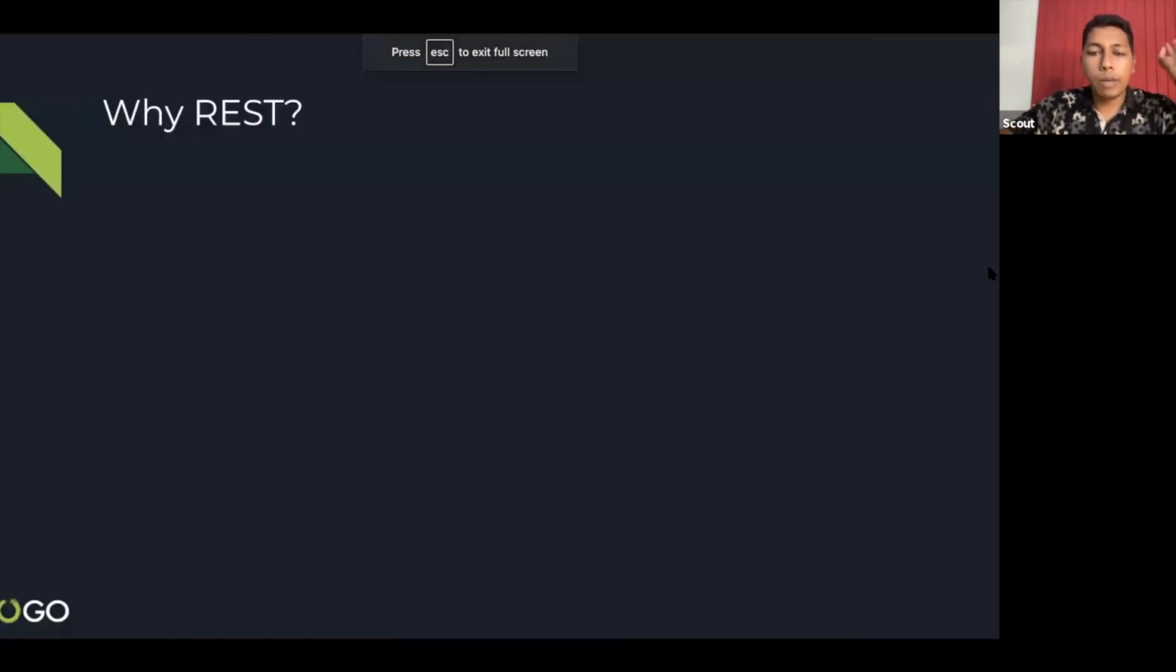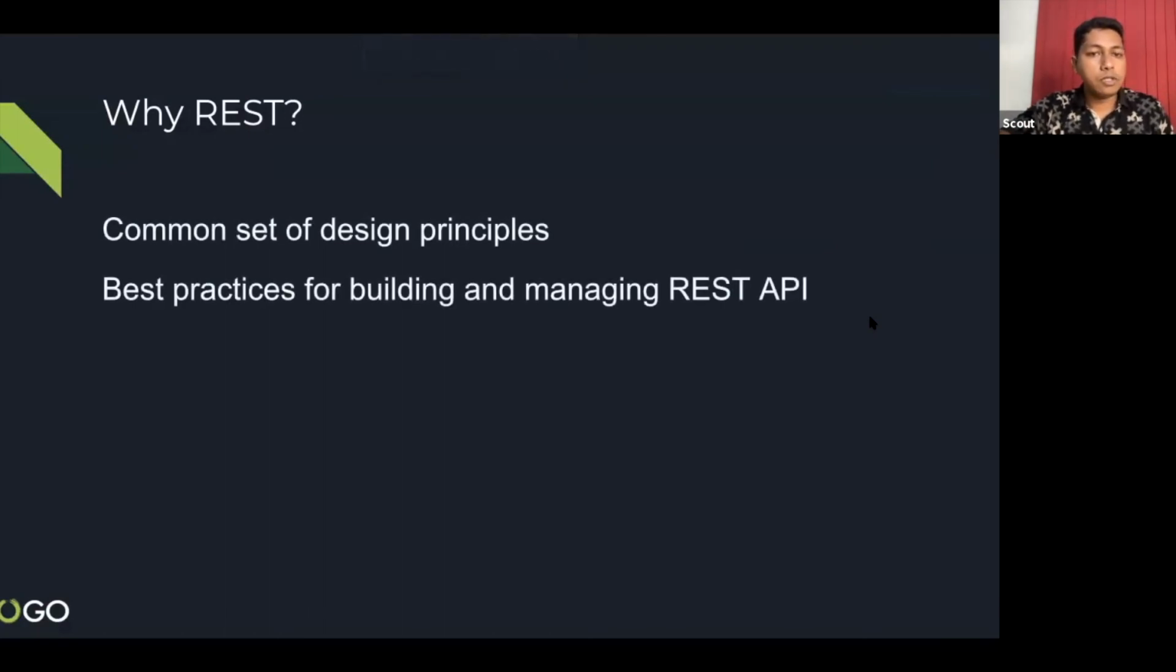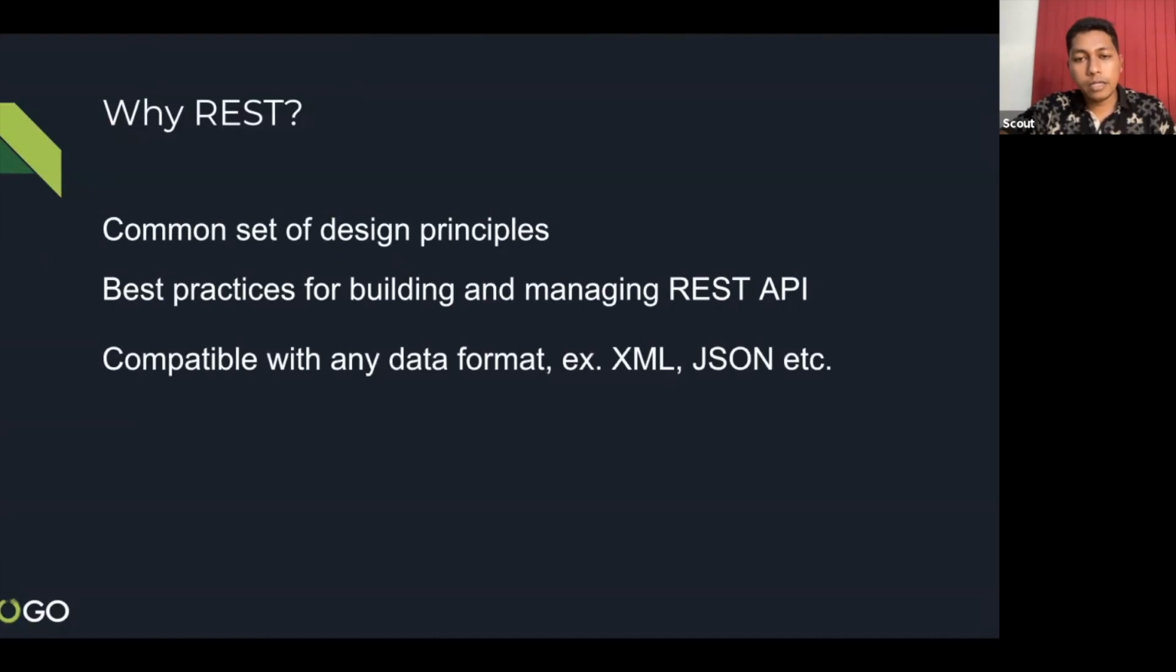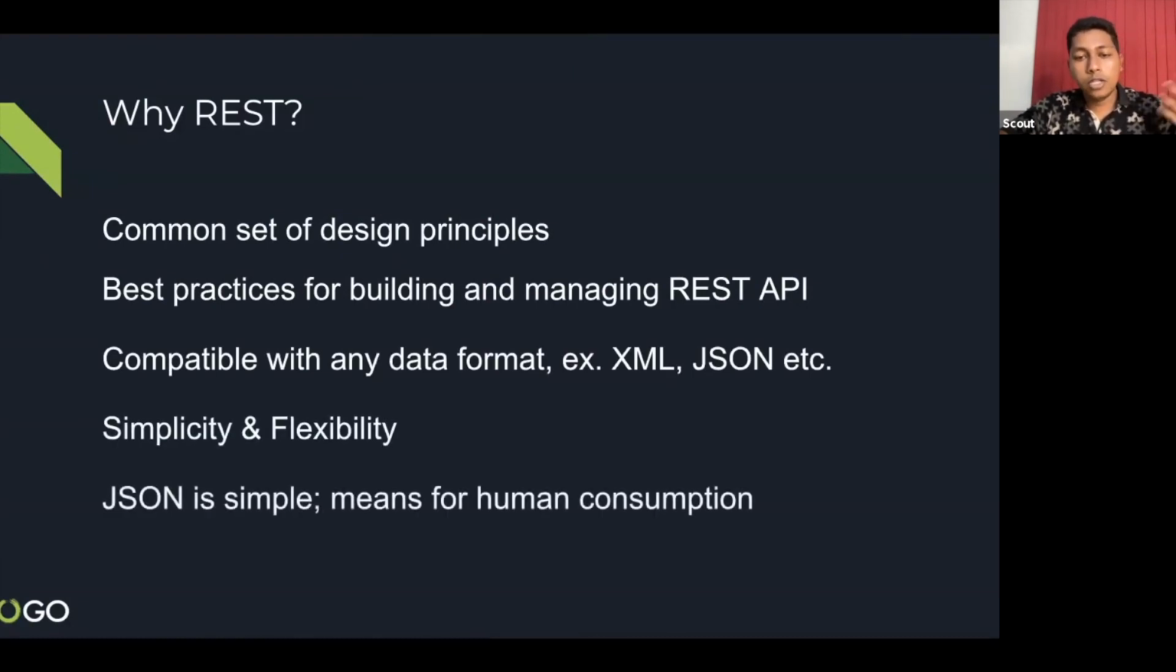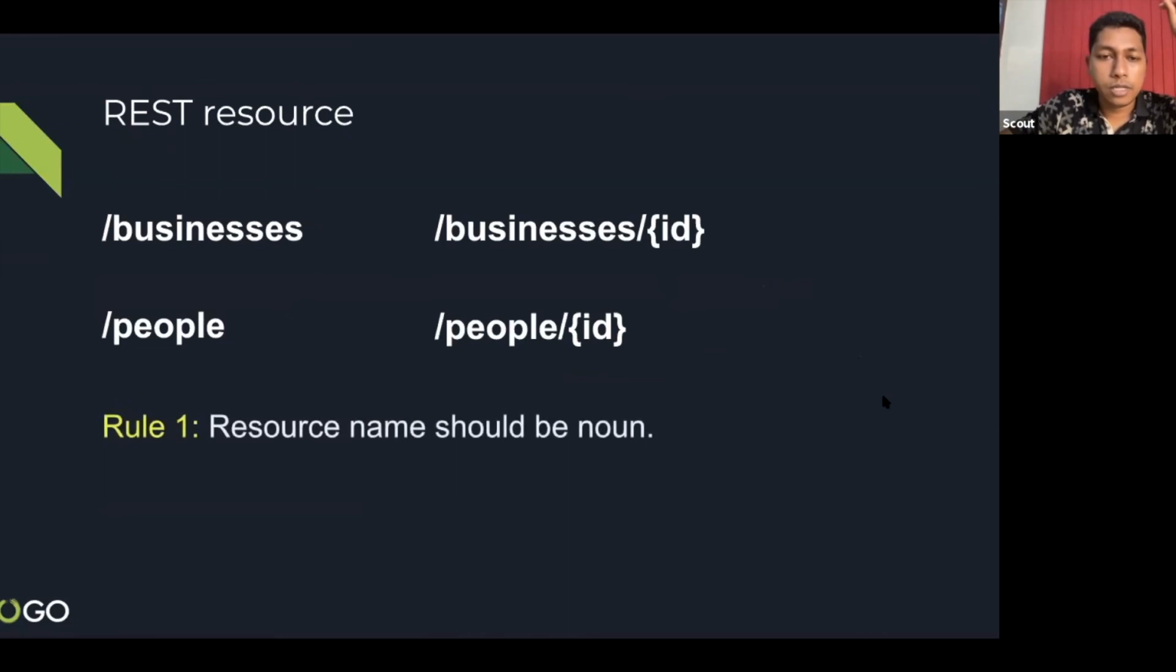Again I will come back to my presentation. So why REST? It gives a common set of design principles. It gives some best practices. It is compatible with any data format. It is simple and flexible. JSON is simple and meant for human consumption. It is a human readable format. Now this is a little bit of an advanced topic. Endpoints are something I will come back to in future.